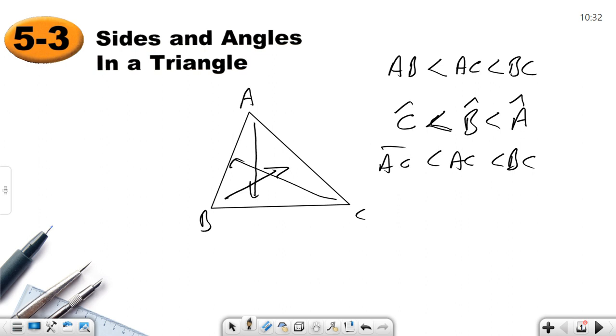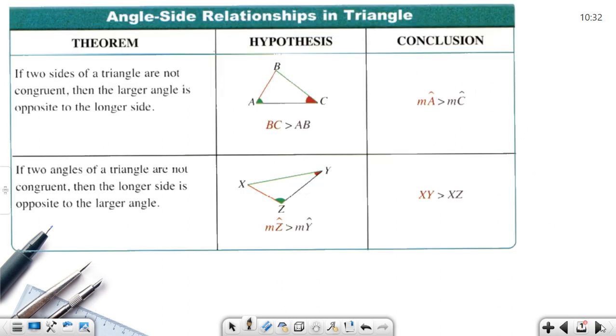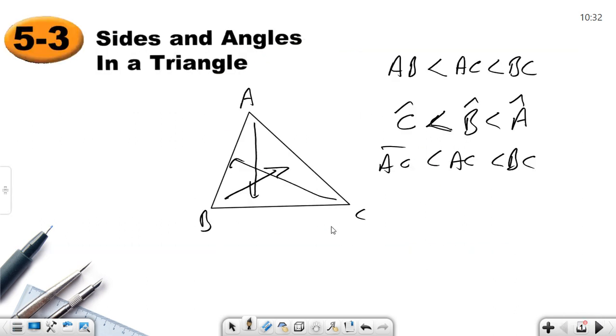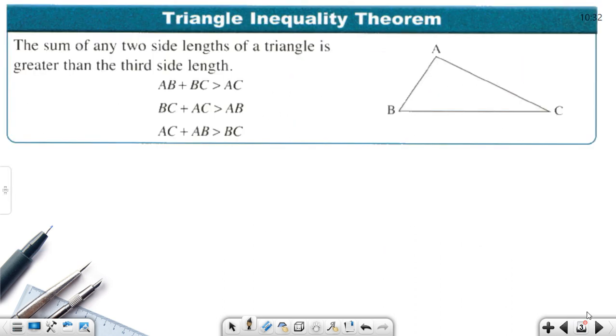So one of them is given. If the order of angles is given, you can order the sides. If the order of sides is given, you can order all the angles. That's a theorem in your book. You can read it. It's the same idea. It's given one by one. So the short side is looking at the short angle. Next, the triangle inequality theorem. We will solve examples after explaining that one.